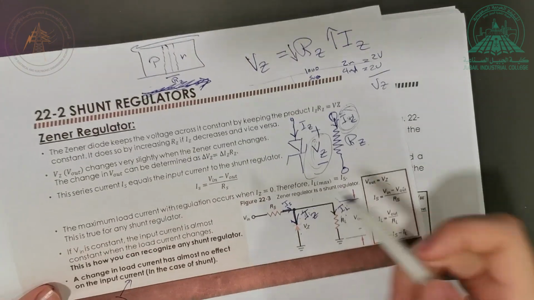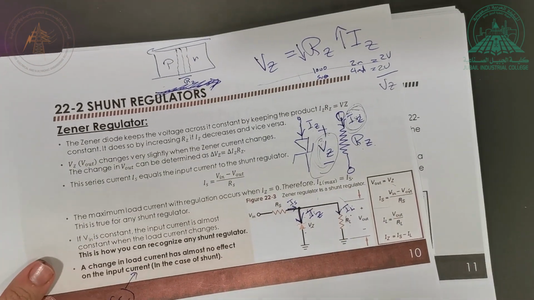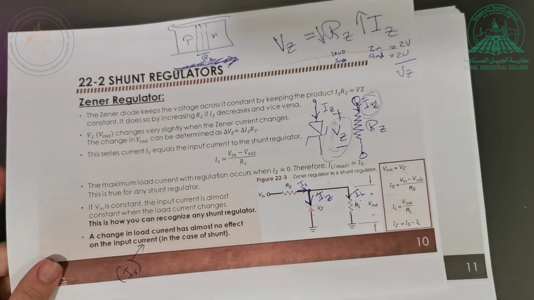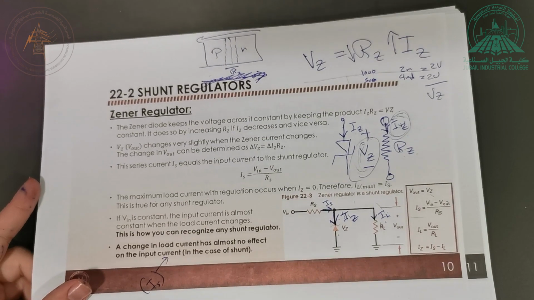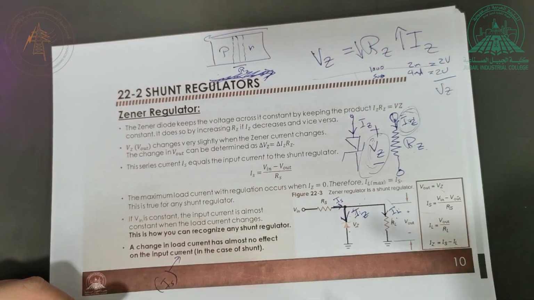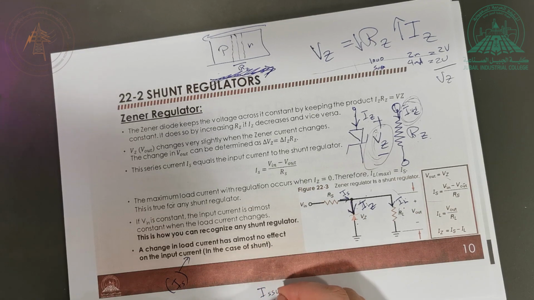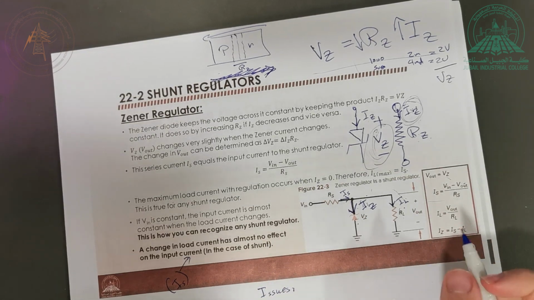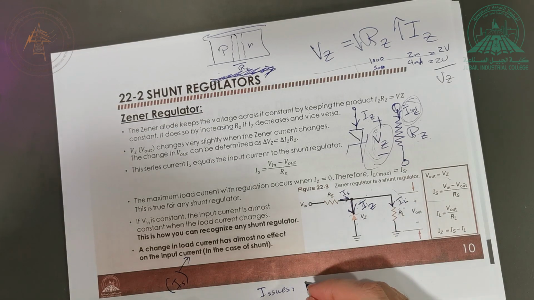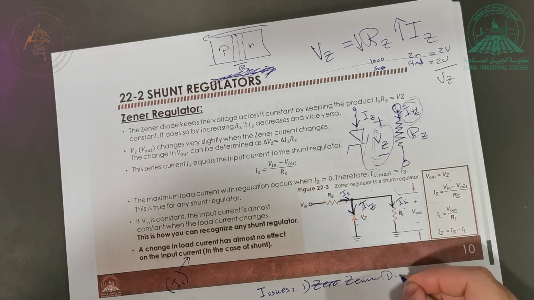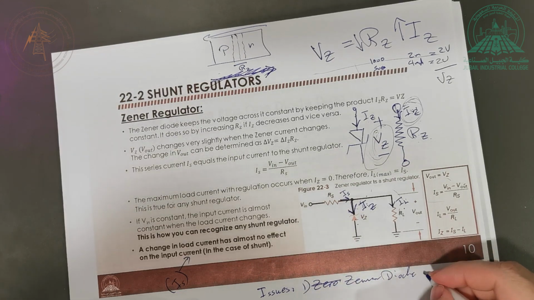Now this is fine, but actually we have two issues with this design. What are the issues of this design? The first issue is, remember that the Zener diode is temperature dependent. The Zener diode is typically temperature dependent.